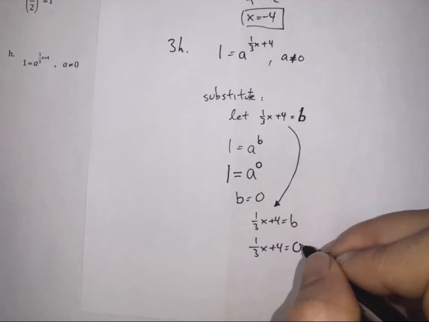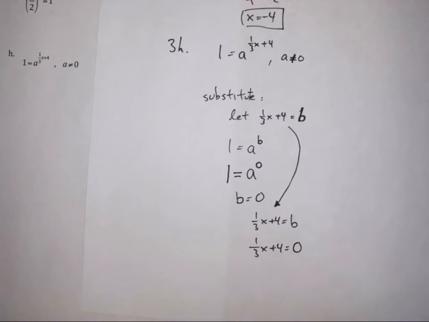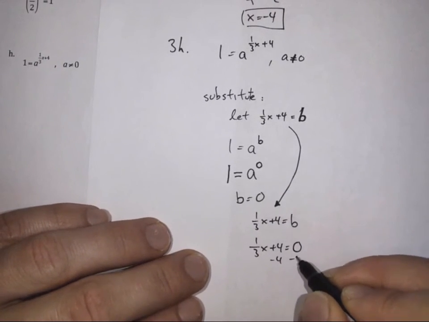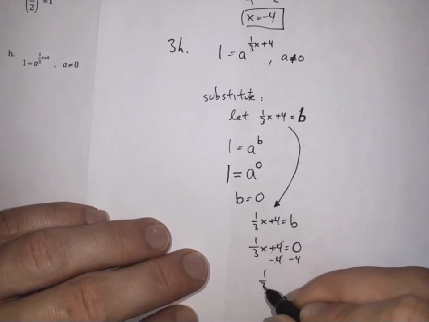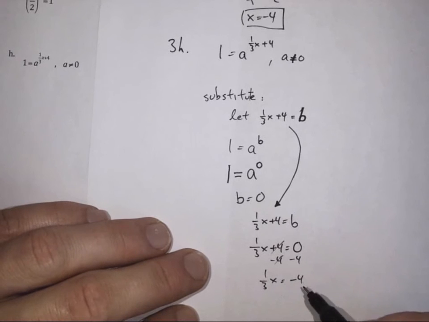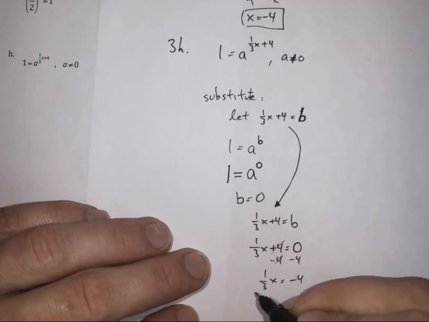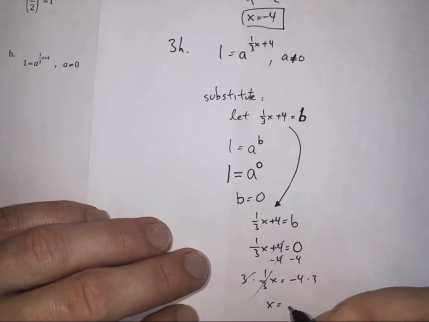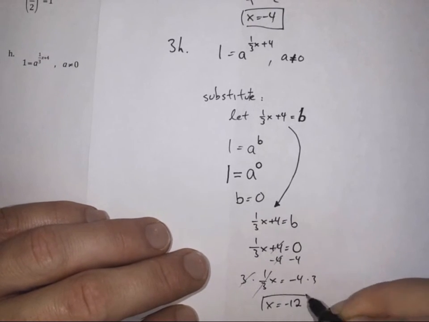And that's something we can now solve algebraically. We can take away 4 from each side. I get 1/3 x is negative 4. So if 1/3 of x is equal to negative 4, well, x then is going to be 3 times bigger. And I get x is negative 12.